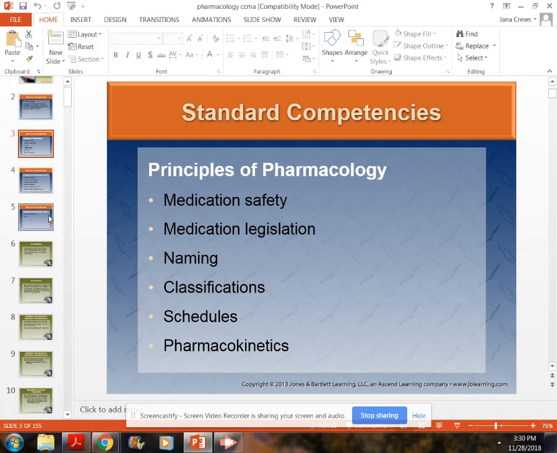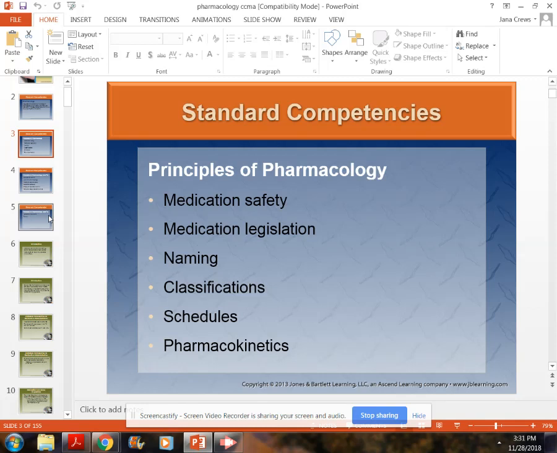Also, you need to know that if a person's allergic to something, say they're allergic to penicillin, you don't want to give them Augmentin, because Augmentin has penicillin in it. So those are reasons you understand the classification.